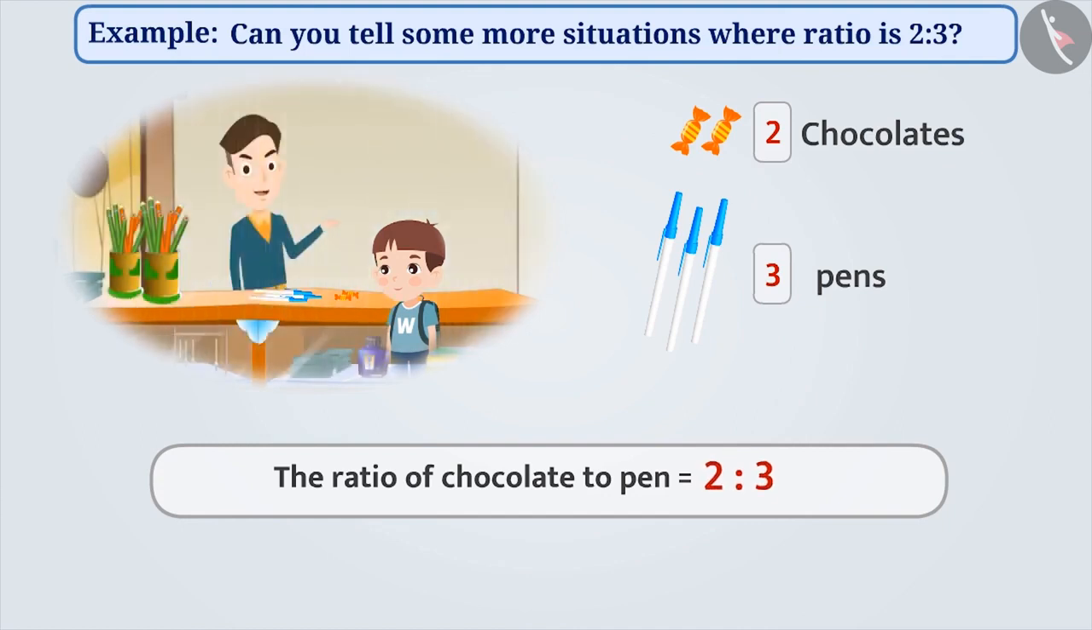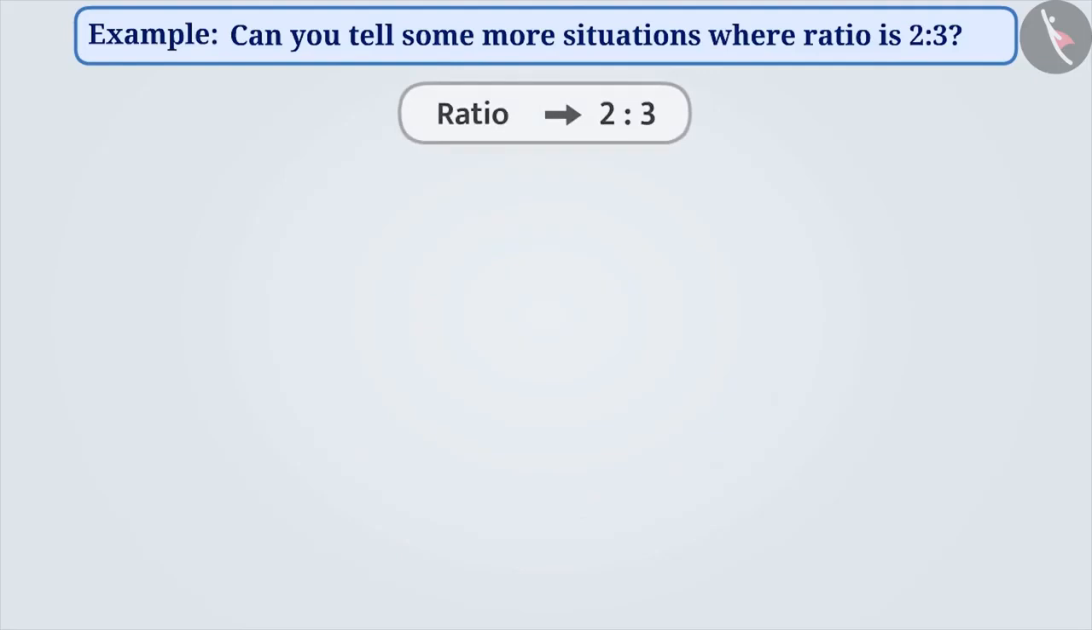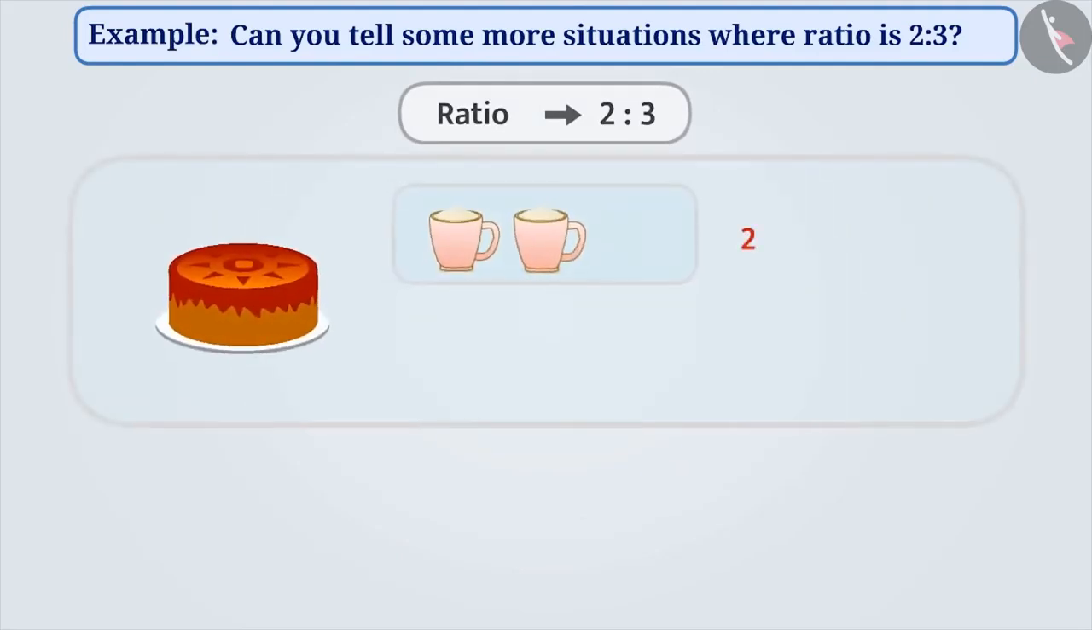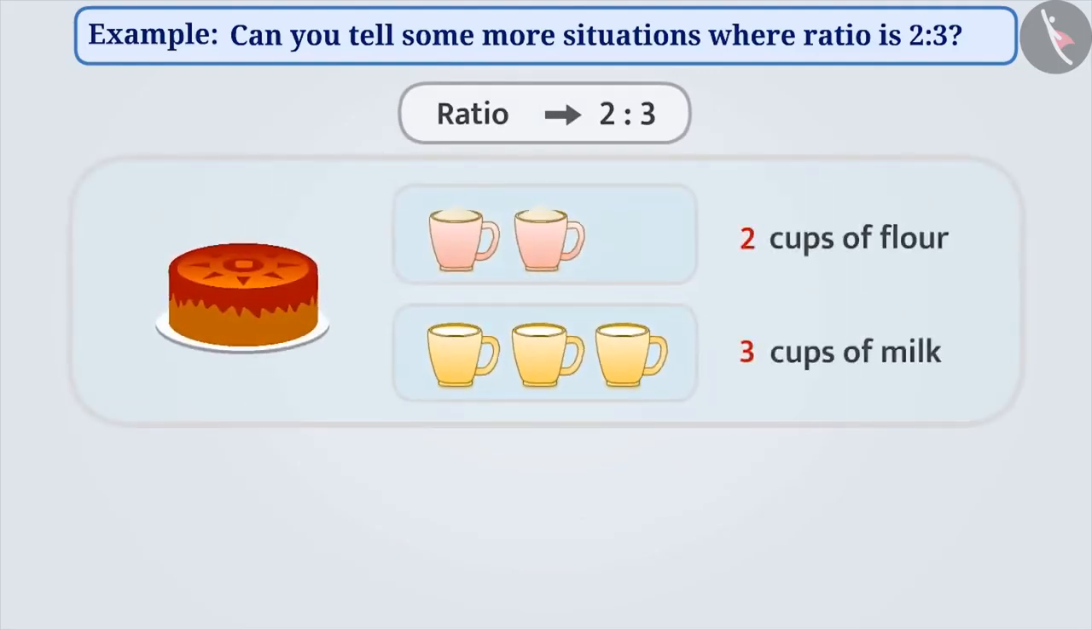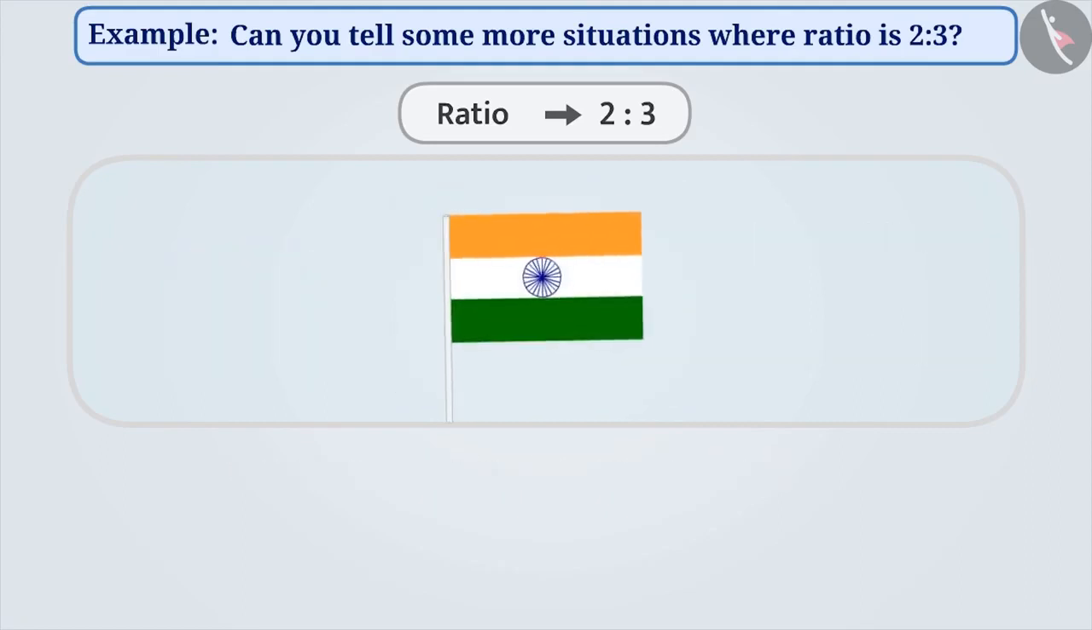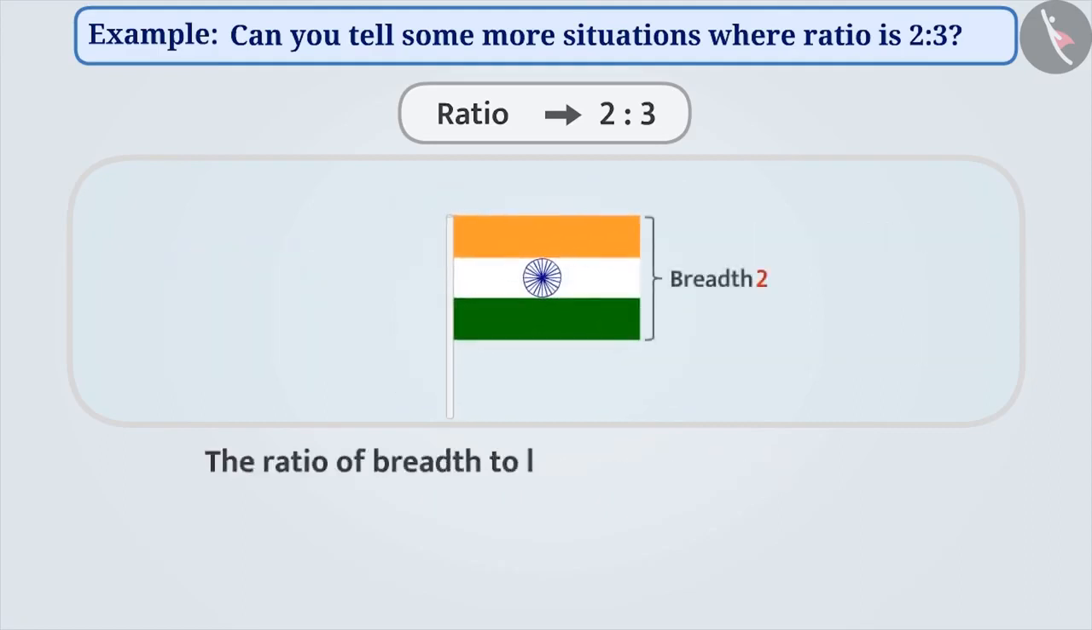There are many situations which have ratio 2:3. Let us discuss them. If 2 cups of flour and 3 cups of milk is used to make a cake, then we can say that the ratio of flour to milk in the cake is 2:3. Do you know that the ratio of breadth to length of the Indian flag is also 2:3?